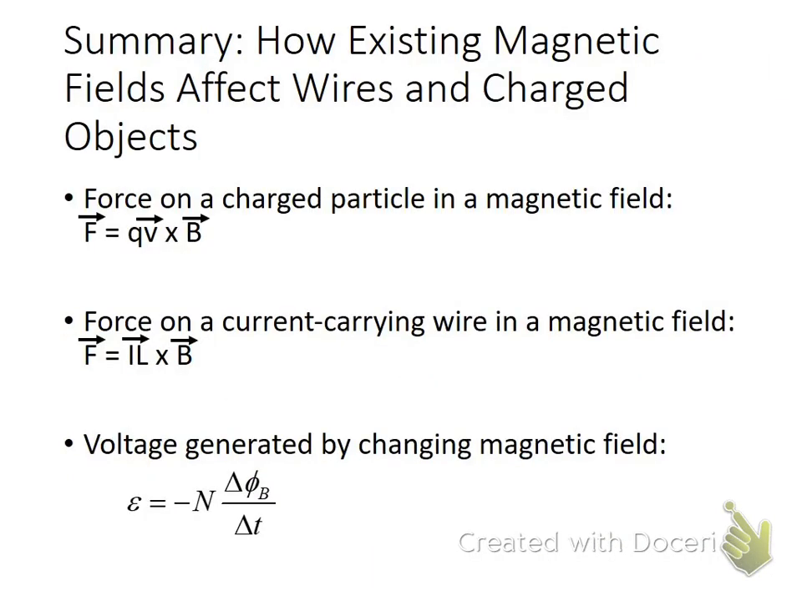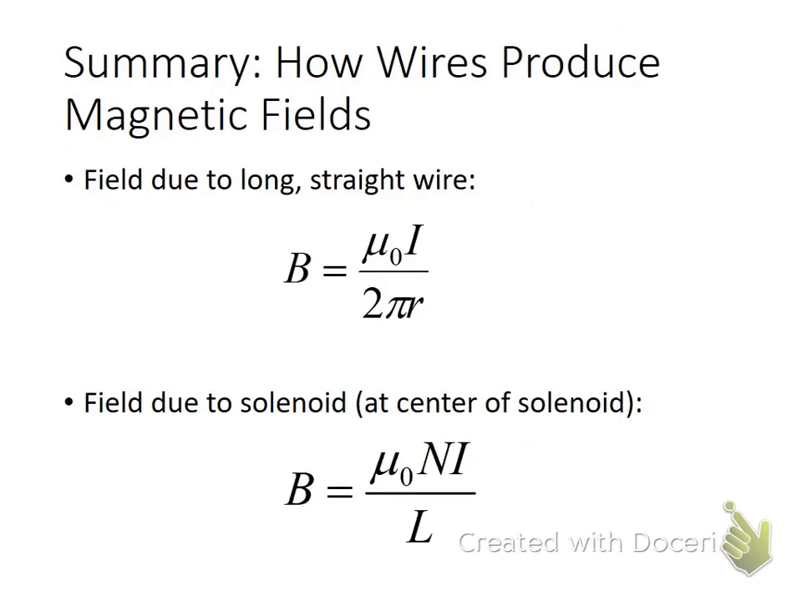Quick summary. How magnetic fields affect wires and charged objects. You've got two force equations. Both of these would use the first right-hand rule, qv cross B and IL cross B. And the voltage generated by a changing magnetic field uses Faraday's law. Now, how wires produce magnetic fields, going in the opposite direction. We've got, from a straight wire, B is mu naught I over 2 pi r. And because of a solenoid, it's mu naught N I over L.